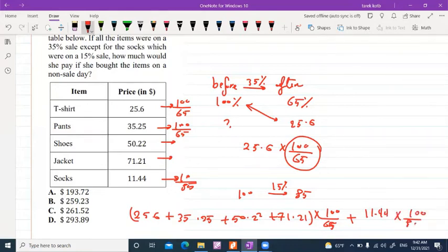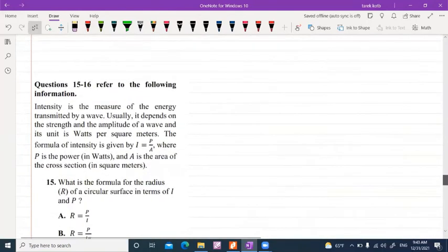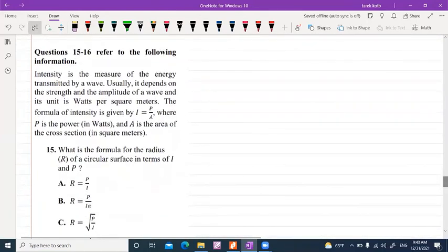If you do that, you will get the answer of 293.85, which is number D. This was number 14. Number 15 and 16.